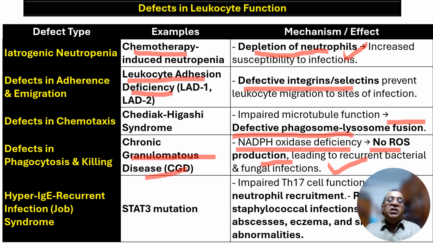Hyper IgE recurrent infection, that is Job syndrome, is through the STAT3 mutation, and in this there is impaired Th17 cell function, so impaired recruitment of the neutrophil that will lead to recurrent staphylococcal infection, eczema and skeletal abnormalities.